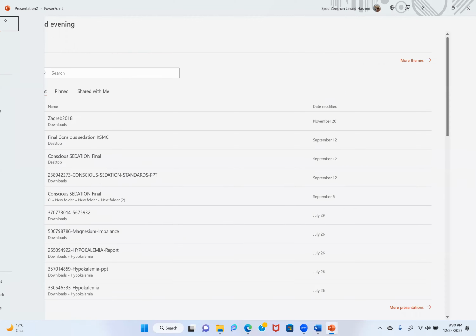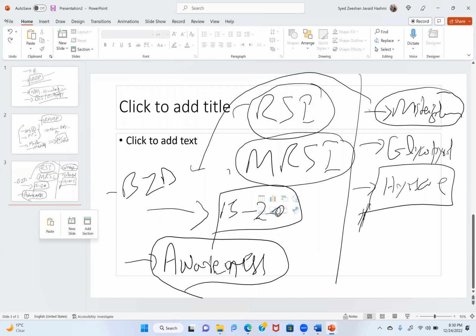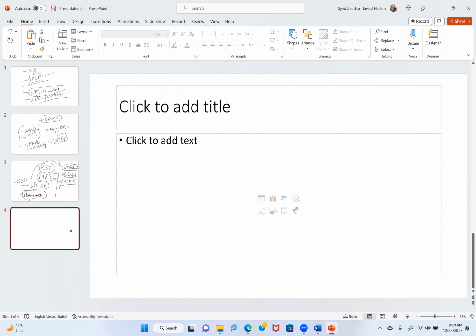Okay, another thing, because I got this advice from one of our residents that you should use PowerPoint for this writing rather than words. So I liked his idea.